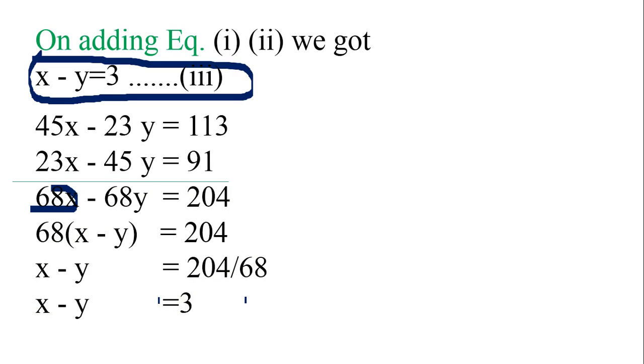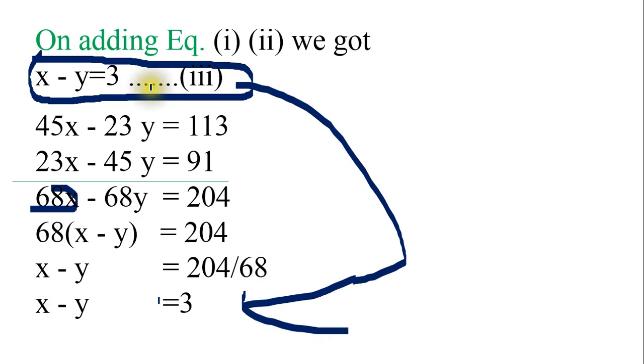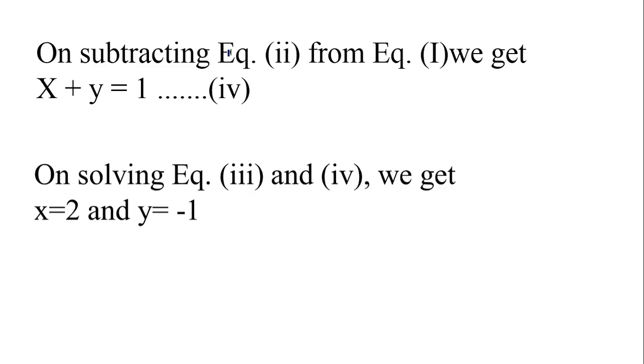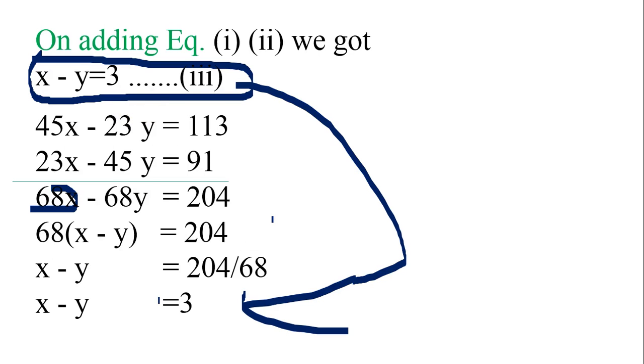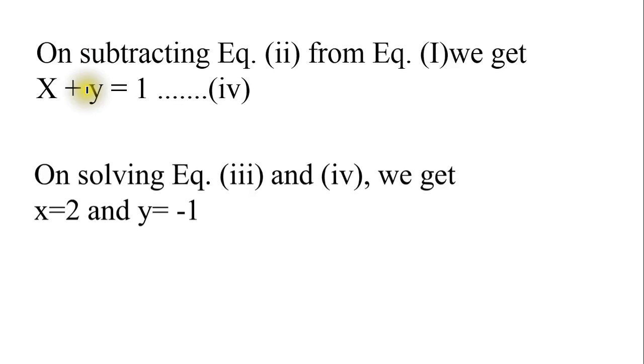So now you got x minus y is equal to 3. You can say this is your third equation. This is what we got after doing addition. Now we can do subtraction also. On completion of this subtraction, we will be getting x plus y is equal to 3. Just like this you can do subtraction also. I have not done it here, I have just taken the value I will be getting, that is x plus y. So this is equation 4.